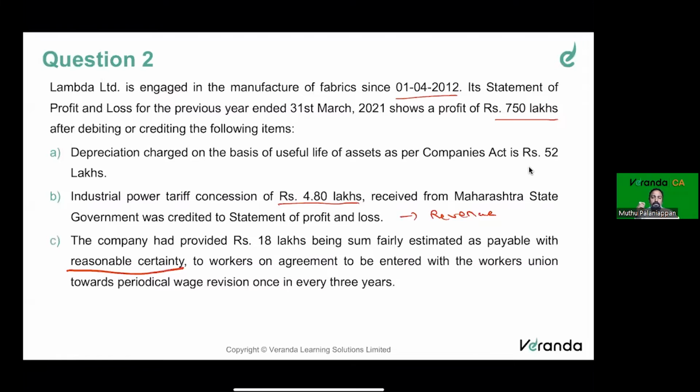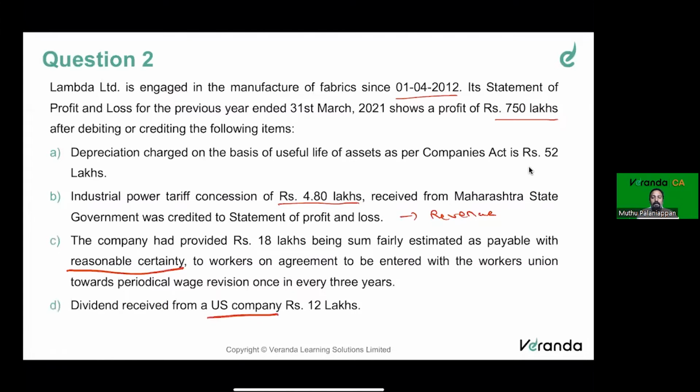And even when we are speaking about 115JB, any provision which is based on some ascertained liability is an allowed expenditure. So this company has provided, and they debited to the P&L account with respect to this amount, 18 lakhs. So it is being debited.